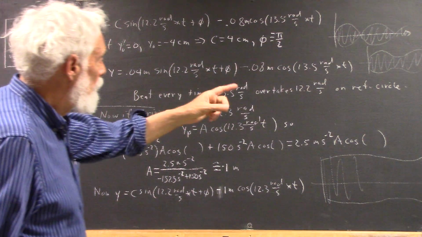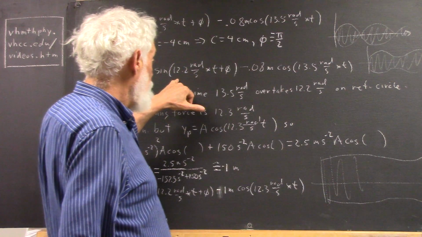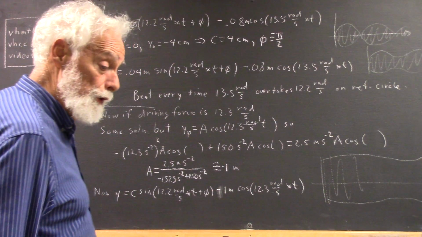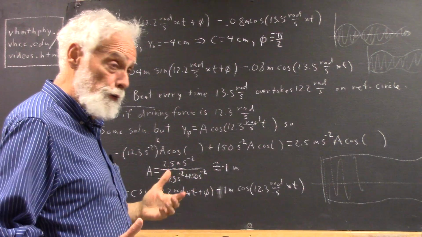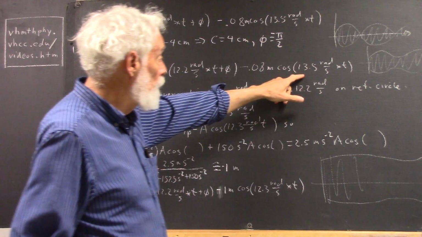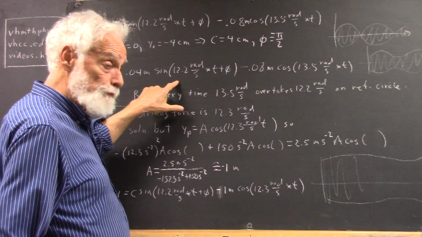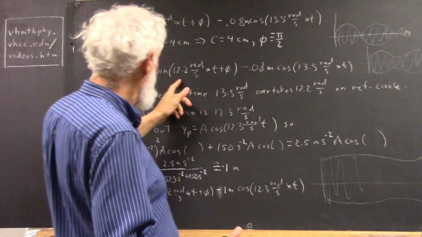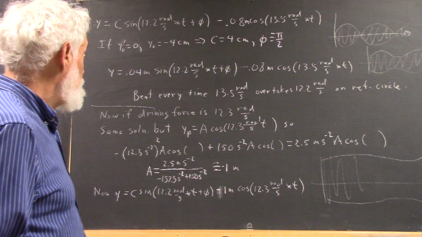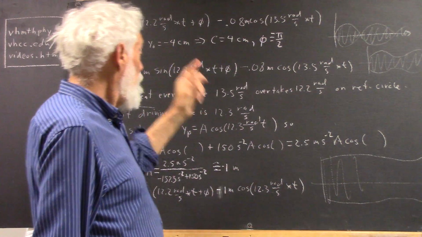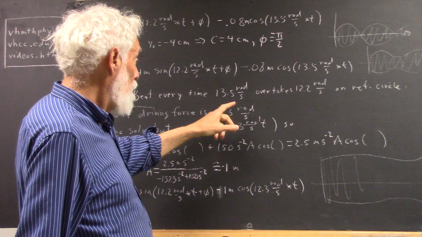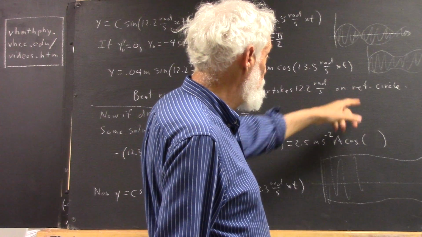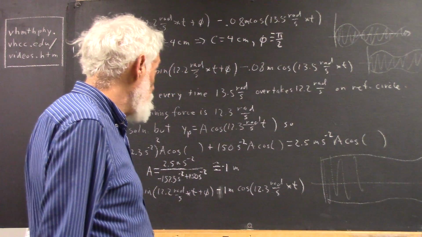The important part of this solution is that the two frequencies, the two angular frequencies differ, so the two periods differ. This one goes faster than this one, which means this oscillation keeps overtaking this one. Okay? And that happens, well, every time 13.5 radians per second overtakes 12.2 radians per second on a reference circle.